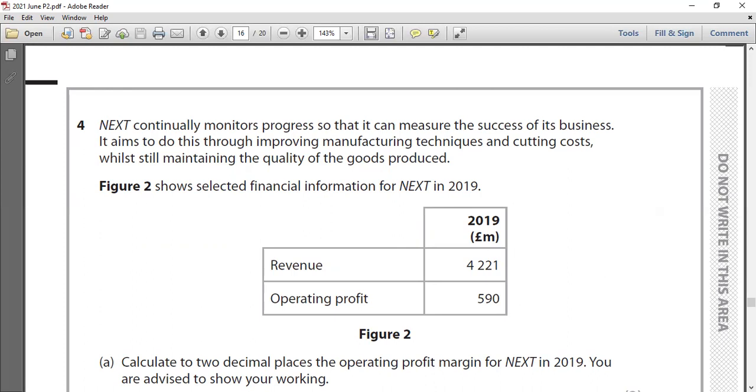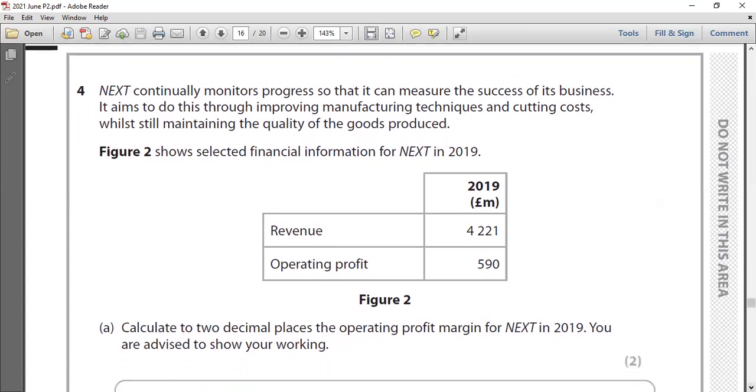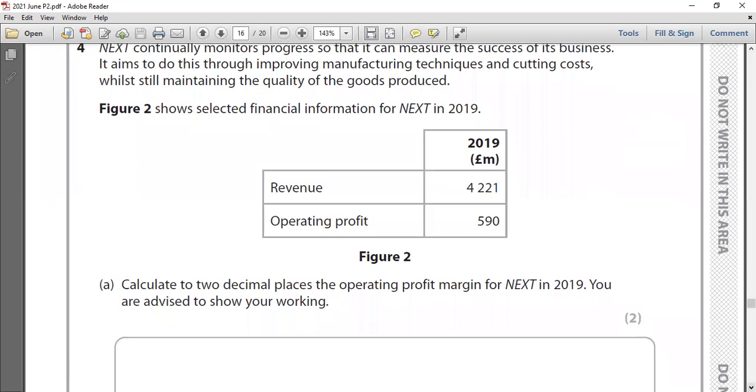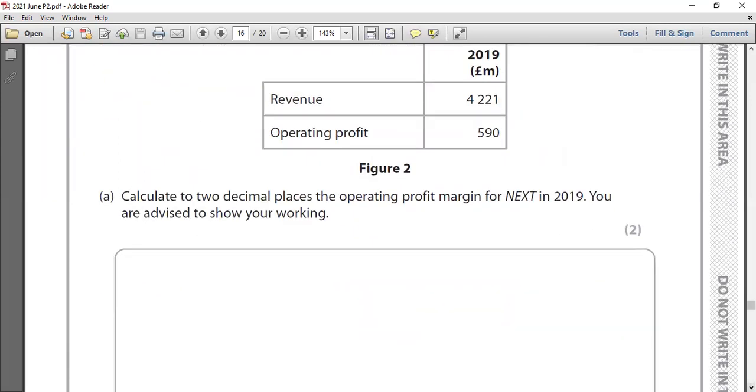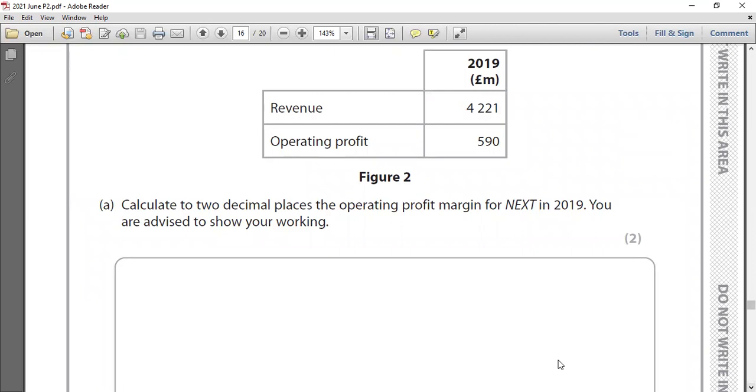produced. Figure two shows selected financial information for Next in 2019. You can see for 2019 the revenue figure, 4,221 million pounds, and operating profit, 590 million pounds. And they're asking you to calculate, to two decimal places, the operating profit margin for Next in 2019. You are advised to show your workings, right? Very important, my students, when you're reading this kind of question, please note the two decimal places. Sometimes the questions give instructions, so please carefully read the question and underline two decimal places.